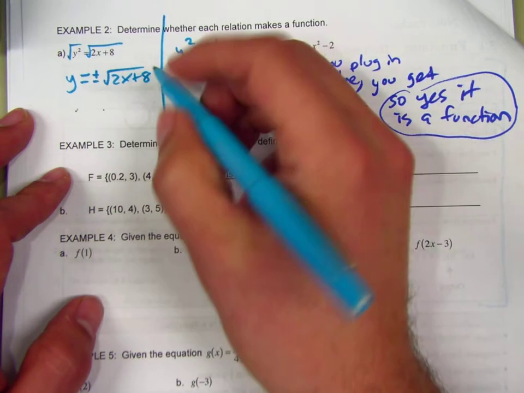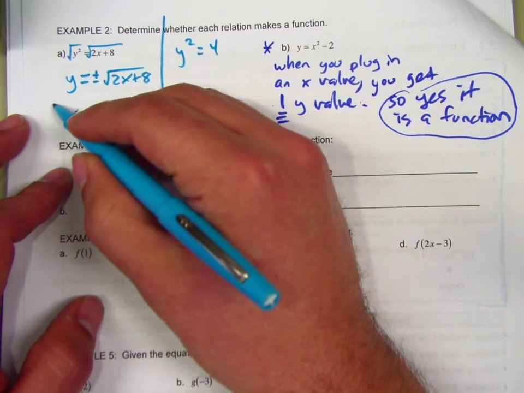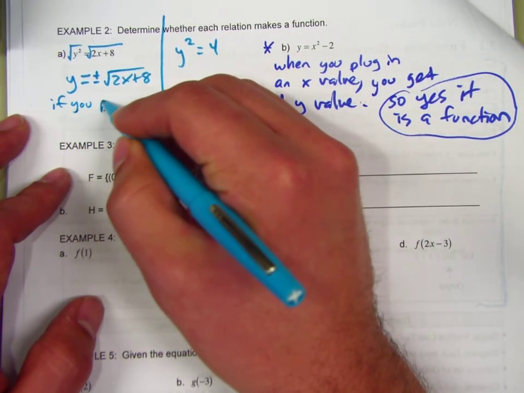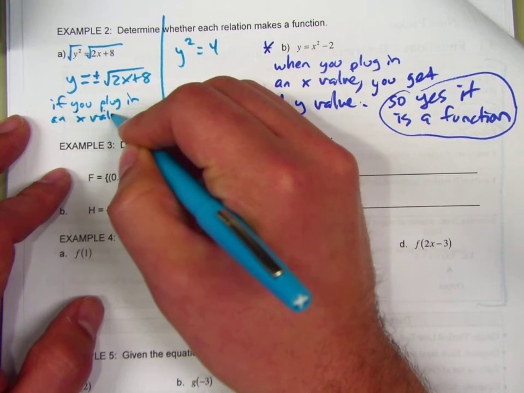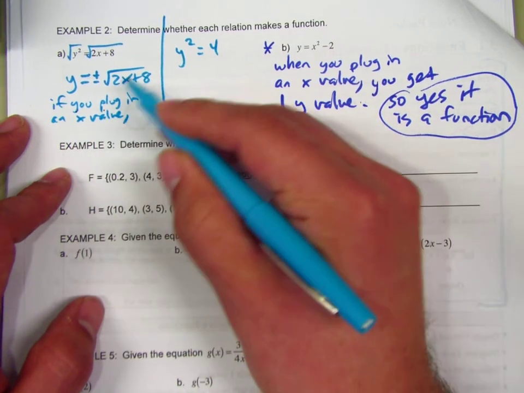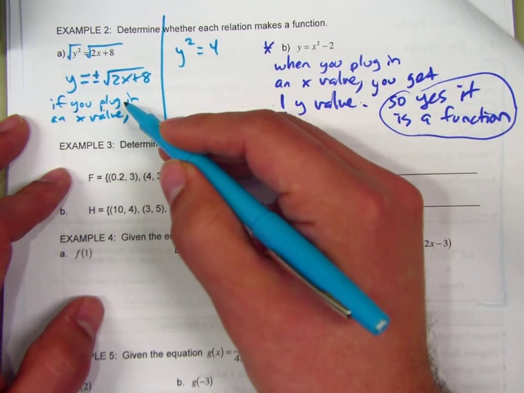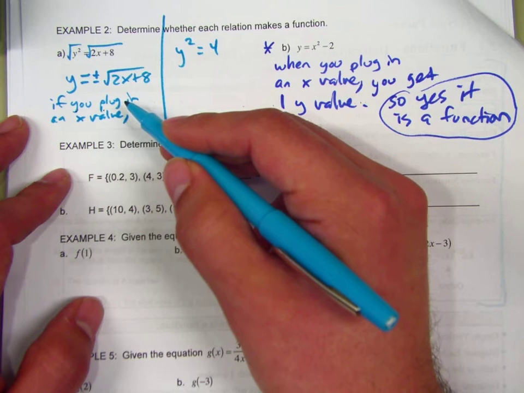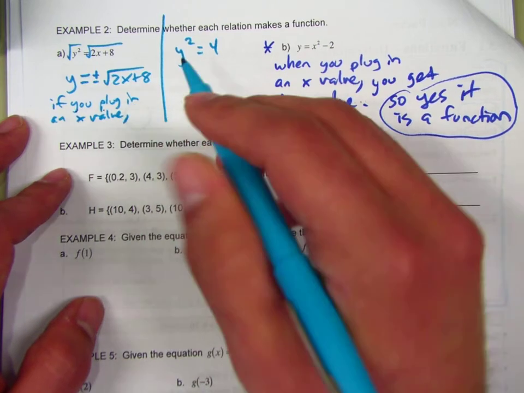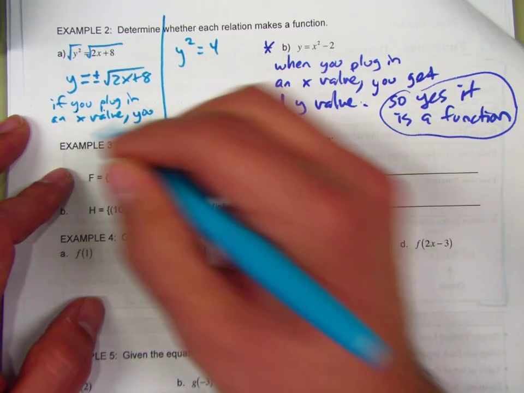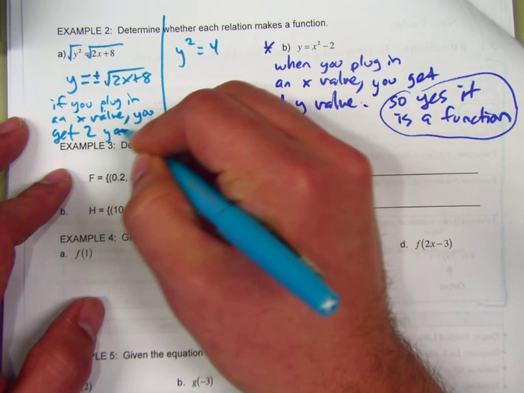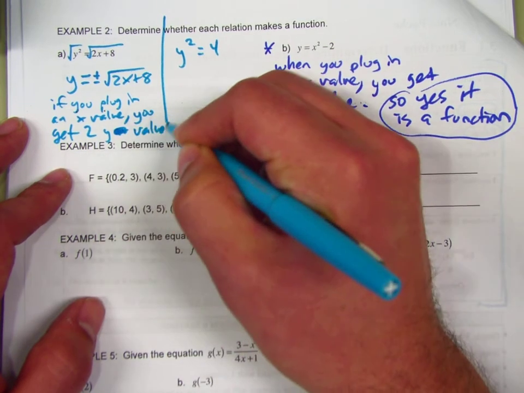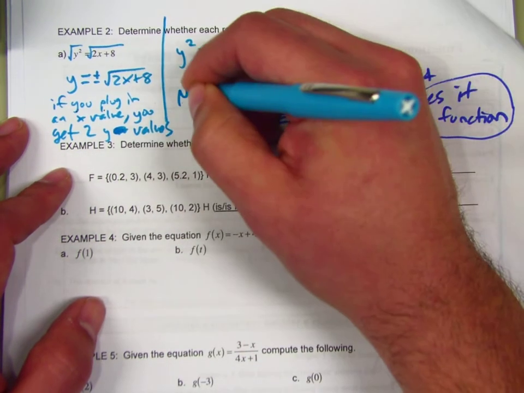Okay. So in this case, if you plug in an x value, how many y values are you most likely going to get here? 2. Does everybody see that? So is this going to be a function? No. Exactly. You get 2 y values. So this is not a function.